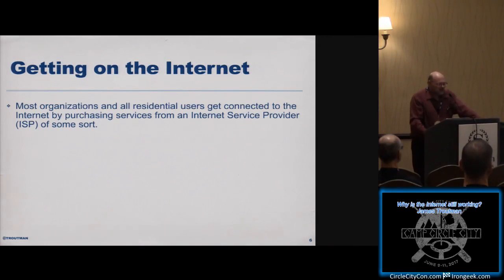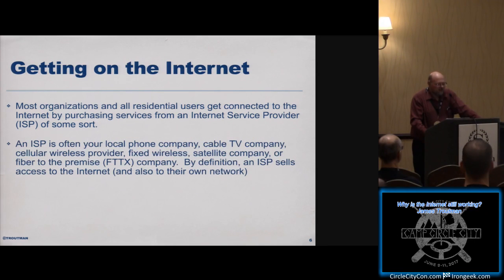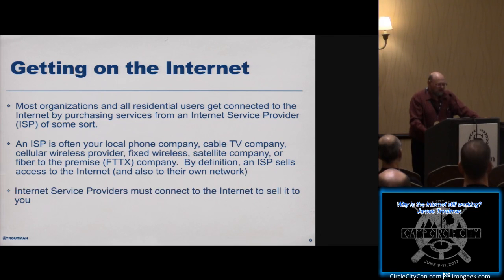All right, so if you want to get on the internet, you're a residential or a small business customer, you have to buy the internet from an internet provider of some sort. Probably your cable TV company or your local phone company. Maybe it's satellite if you're very unfortunate out in nowhere. And in any case, you're buying it from some sort of vendor, and by definition, an ISP sells access to the internet. Incidentally, also to their own network. But it's really the internet. So the internet service provider has to connect to the internet in order to sell it to you. So how do they do that?